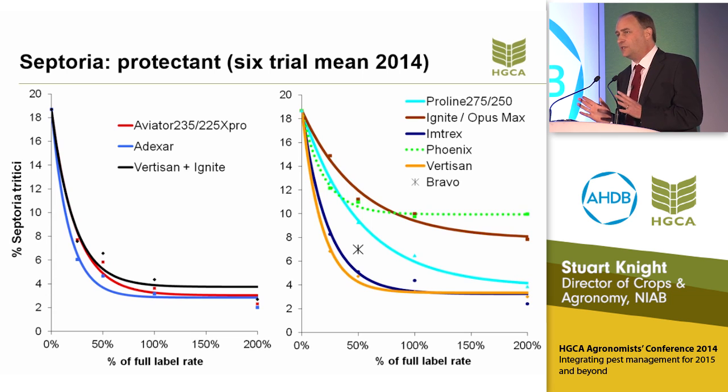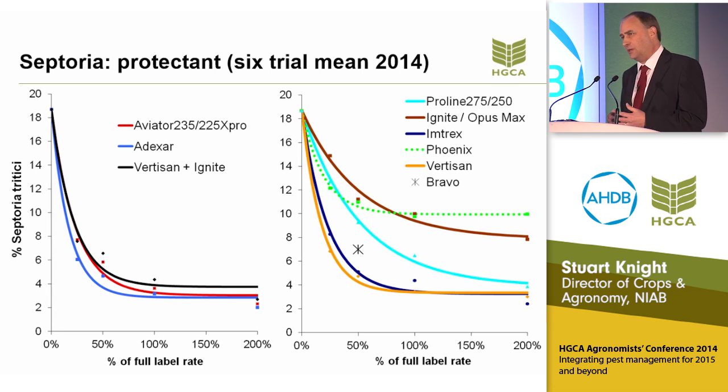Now, as you see there, obviously the Proline is giving us a better performance this year in terms of protectant activity than the Opus. And those 2 products, if you look back over time, as I will do later on, do vary from year to year in their relative performance. On average, they come out very similar, but we do see some seasonal variation.